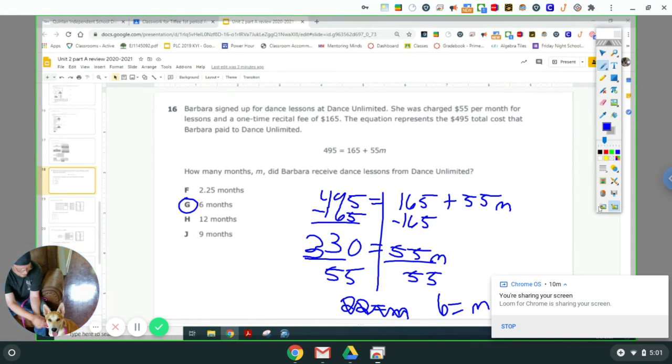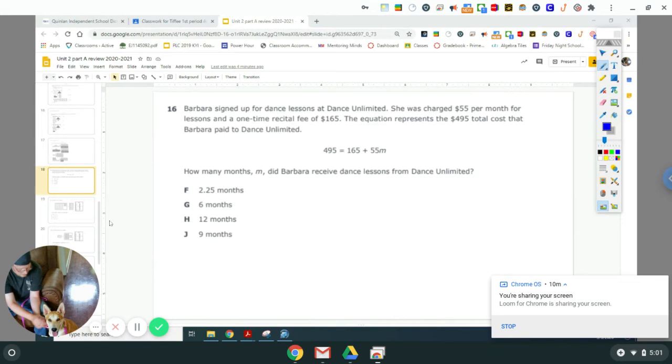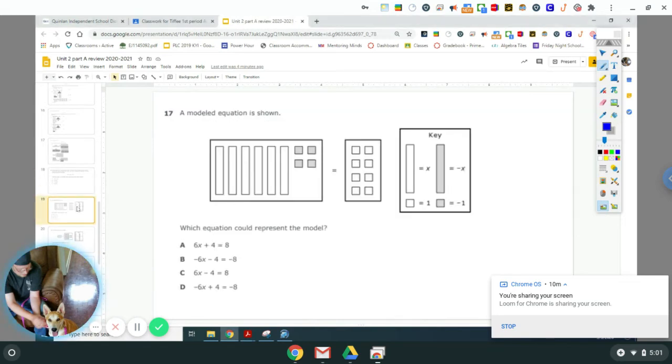Okay. So 17, a model of the equation is shown below. So these are 6. So it's 1, 2, 3, 4, 5, 6 x's minus 4. So I need a 6x minus 4, and that's the only one, which is C. So 17 is C. Okay, 18.